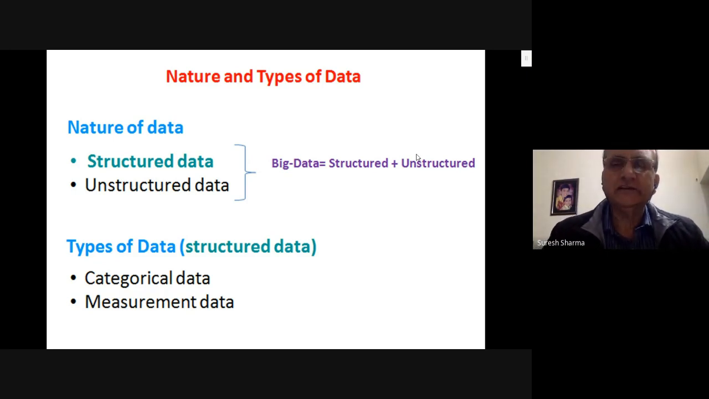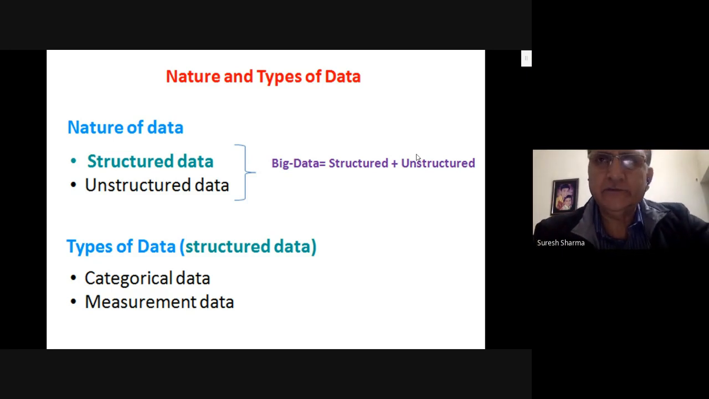And most of the unstructured data, if you look at any social media site like Facebook, Instagram, Twitter, Snapchat, you can see a lot of information, but that is not numeric. This kind of data comes under what is called unstructured data. It's easier to deal with structured data, very difficult to deal with unstructured data.